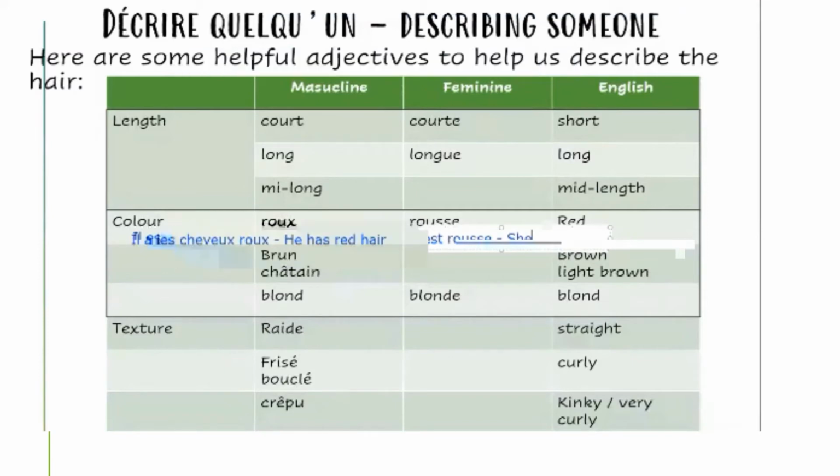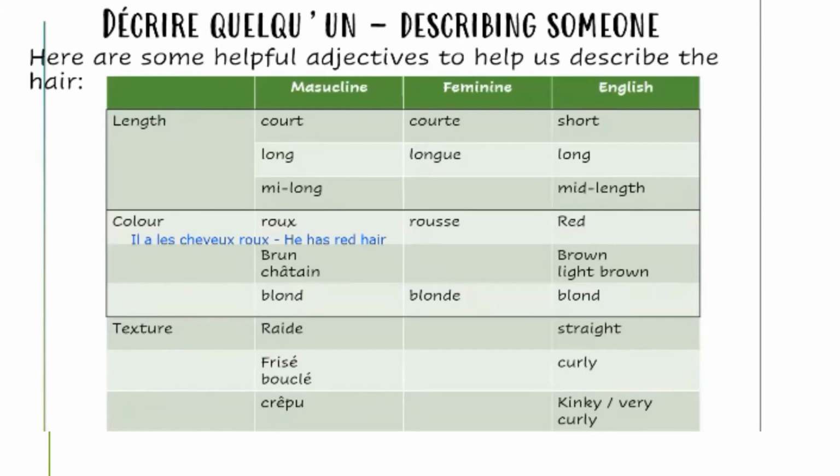All right, let me finish this one first. I want to say brun. Brun. I want to say châtain. Châtain. Okay, what does châtain mean? Light brown. Okay, light brown, lovely. Everybody say blanc. Blanc.